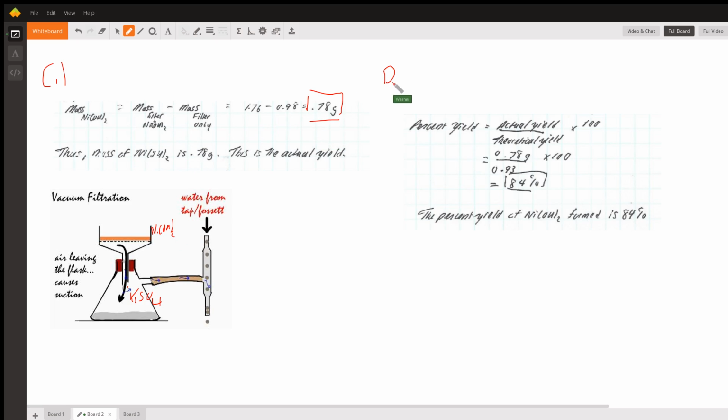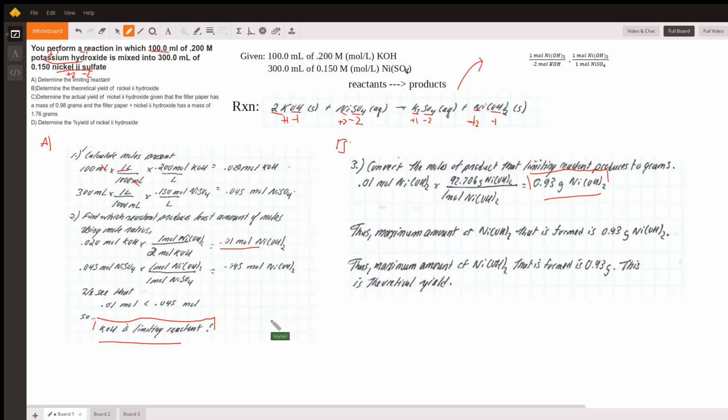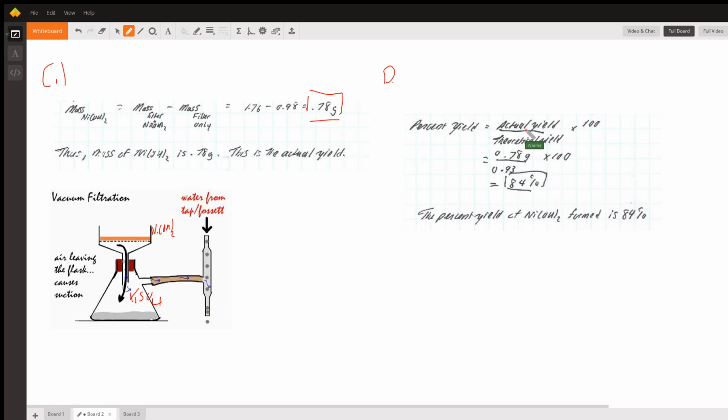So to find the percentage yield, we simply use this equation: the actual yield over theoretical yield times 100. So using the numbers that we obtained from the theoretical yield and the actual yield, we divide the actual yield by the theoretical yield times 100, and we get 84%.